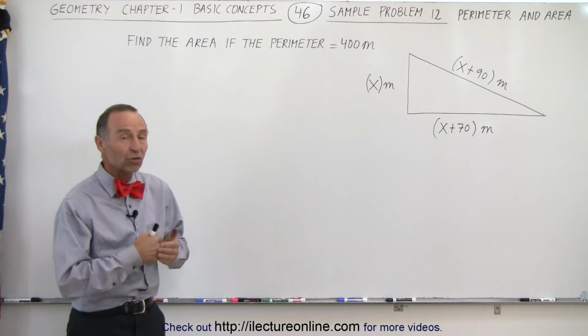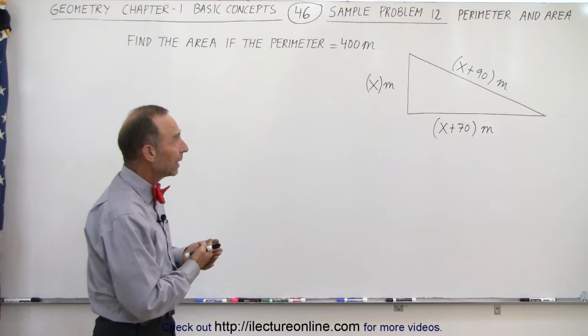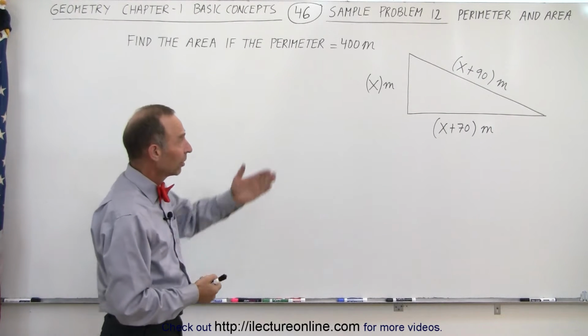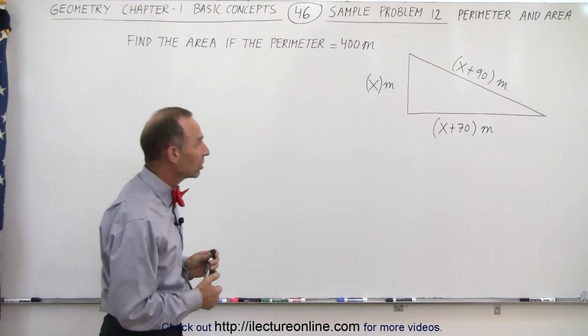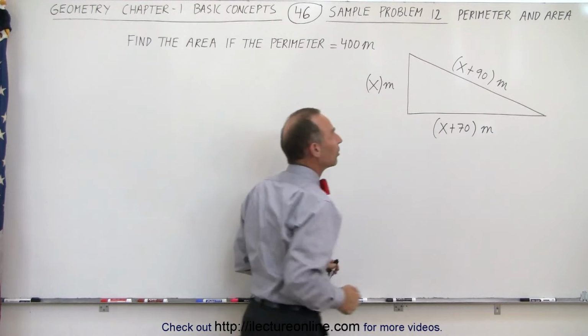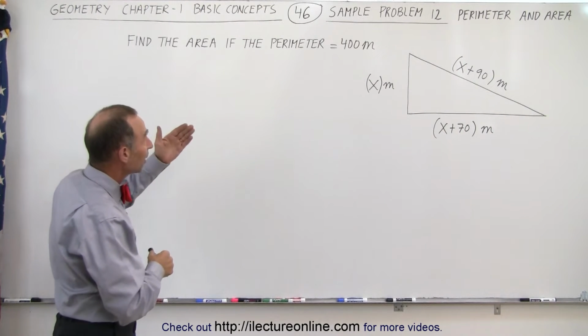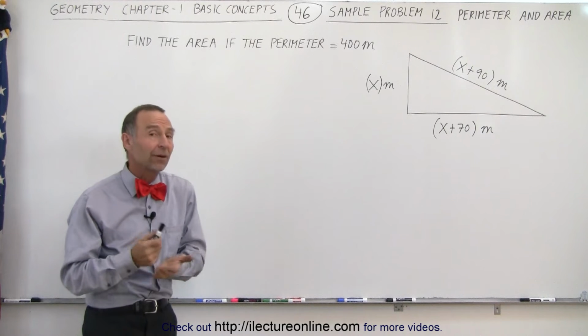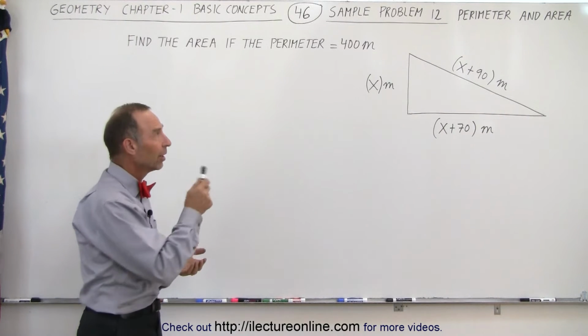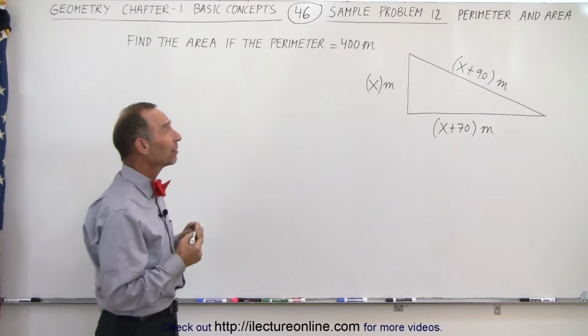Now let's take a look at this triangle. They've given us the length of the three legs of the triangle in terms of the variable x. The left side is x meters long, the bottom length is x plus 70 meters long, and the hypotenuse is x plus 90 meters long. Then they tell us that the perimeter is 400 meters, and they're asking us to find the area of that triangle. So first what we need to do is find the value for x.